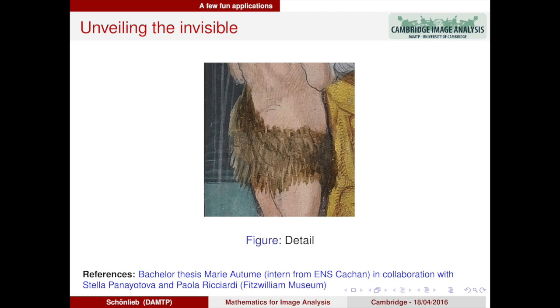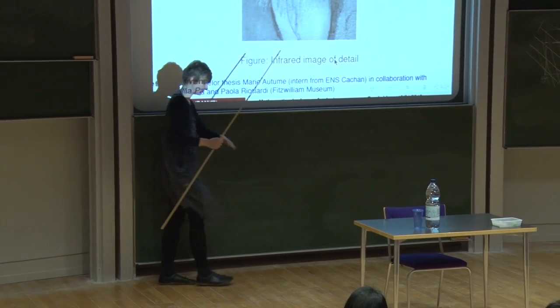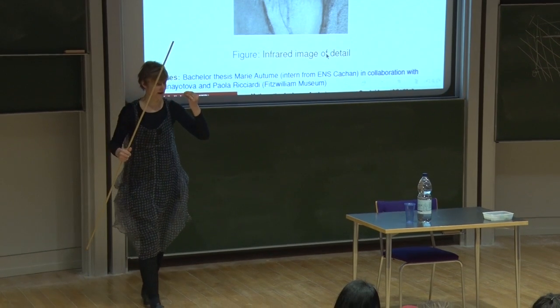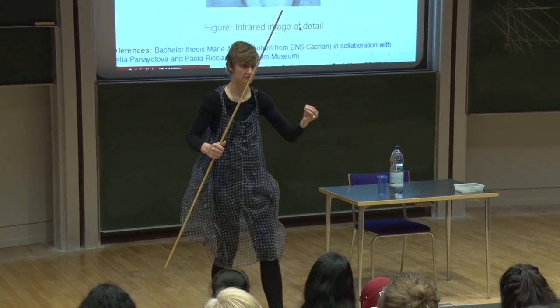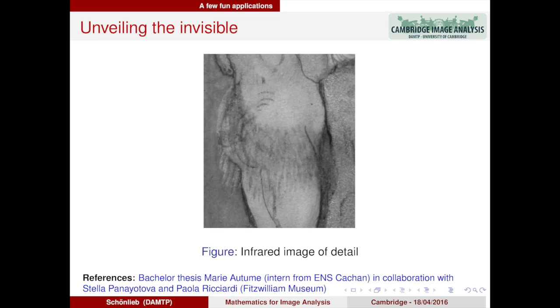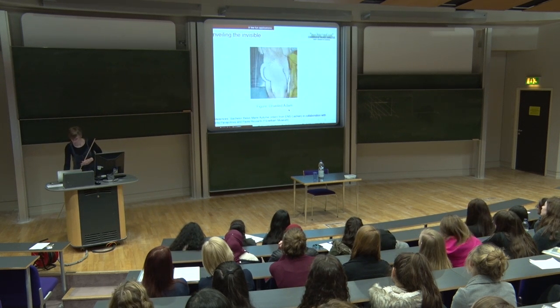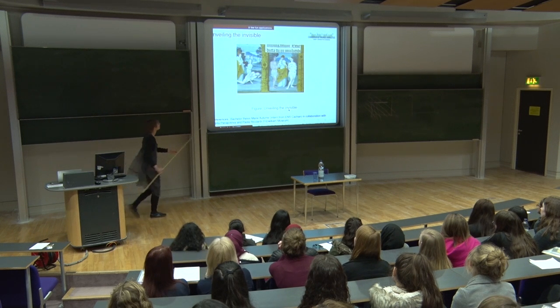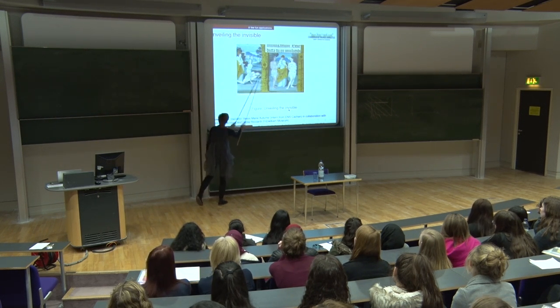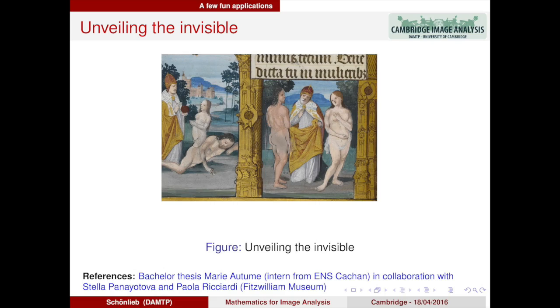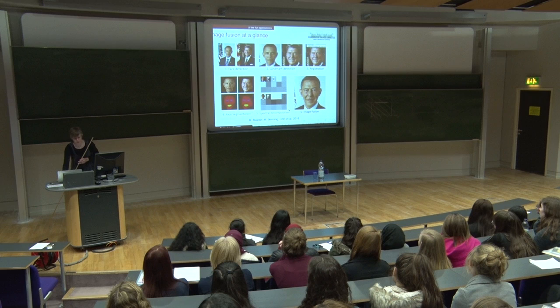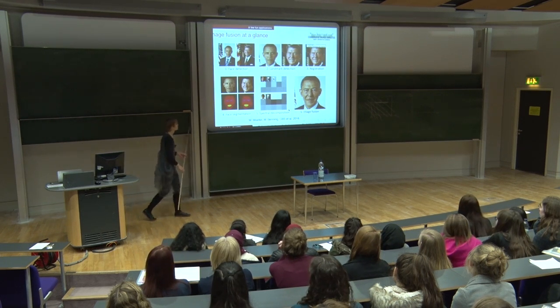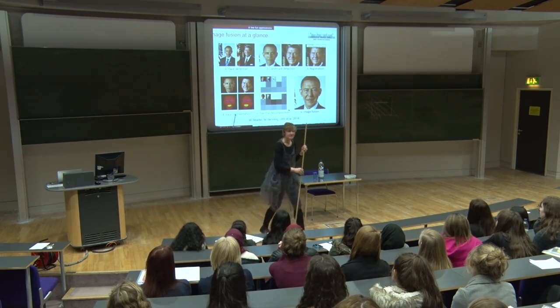Well, there are these cool imaging techniques. In this case, this is infrared imaging, which looks not only at the visible light spectrum, but can actually give you information about the invisible light spectrum. And then you can look underneath, and you see what is underneath. And you can use that structure that you see underneath to actually get back Adam as he was, and then you can get some sense of how this scenery might have looked originally. And I would like to just finish with some fun examples.